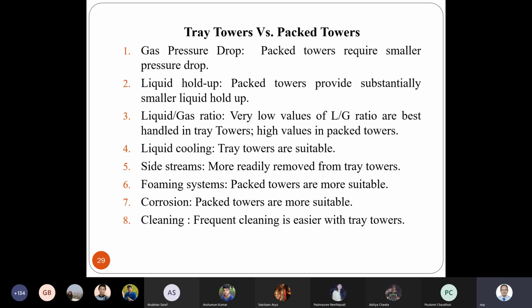But in case of tray towers, we have seen that on each tray there is a pool of liquid, right? So if you just overall see the tray tower with multiple trays, then we'll see that a lot of liquid is remaining inside the tower at any instant of time. That is called the liquid hold up, right? So the liquid hold up in the tray tower is very high compared to that in case of packed towers, right?